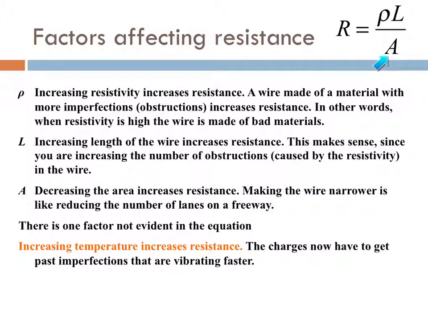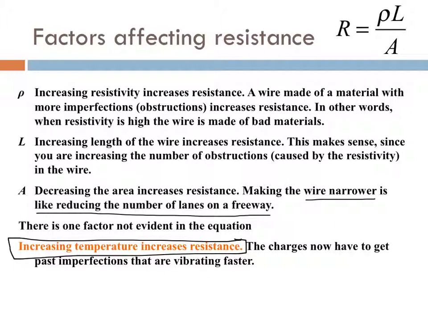If my area goes up, then my resistance actually goes down. And that makes sense because if you think of a highway, if we increase the area, then we are producing less traffic. So if you were to make the area smaller or narrower, it's like reducing the number of lanes on a freeway. Now, there's one factor that does affect resistance that we haven't mentioned in this equation, and that's temperature. Increasing temperature also increases the resistance, so that's an important piece that we need to remember. The charges now have to get past imperfections that are vibrating faster.